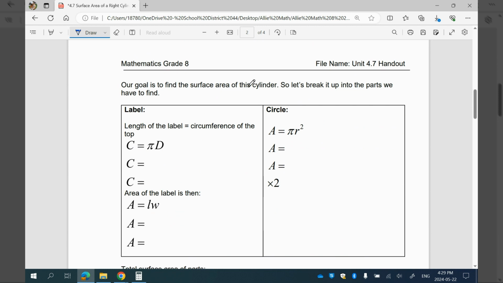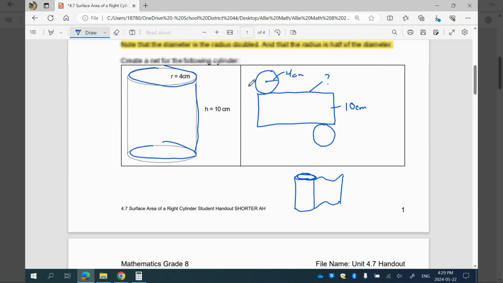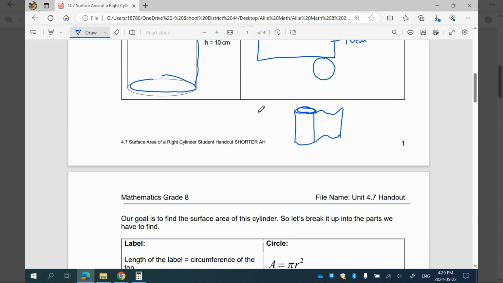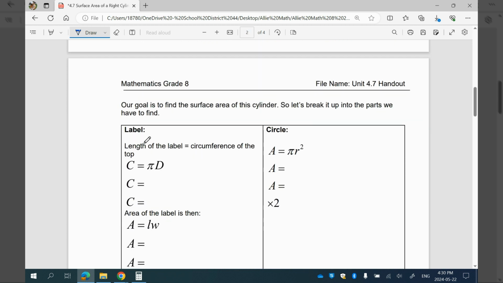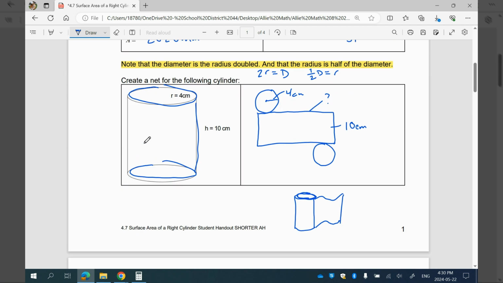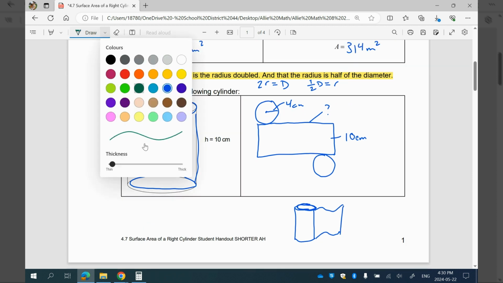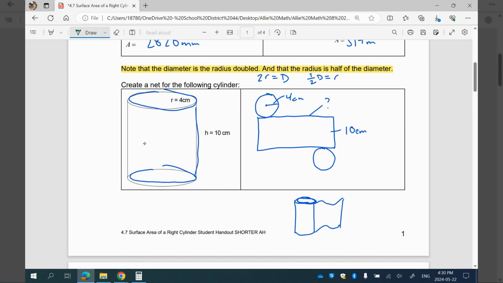Let's break it up into the parts we have to find. So we have to find these two circles, this bottom circle, and that label part of our cylinder. For the label, the length of the label equals the circumference of the top. If you think about it, here, I'm going to use a different color. Here's the circumference of this circle. And if you rolled this, at every point this part right here would touch along the outside of this circle.